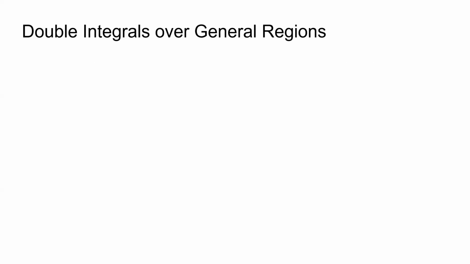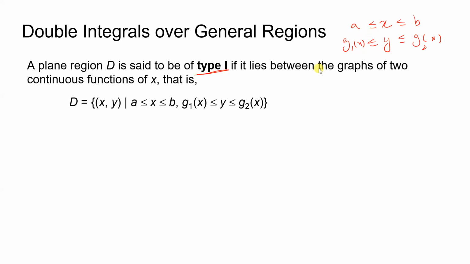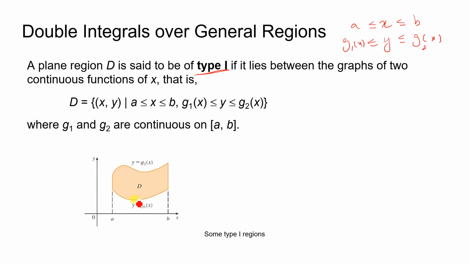There are two types of general regions in terms of limits of variables. The first type is called type 1. In this case, x lies between two constant values, and y lies between two functions of x, where these two functions of x are continuous in the closed interval [a, b]. There are a few examples of this type.